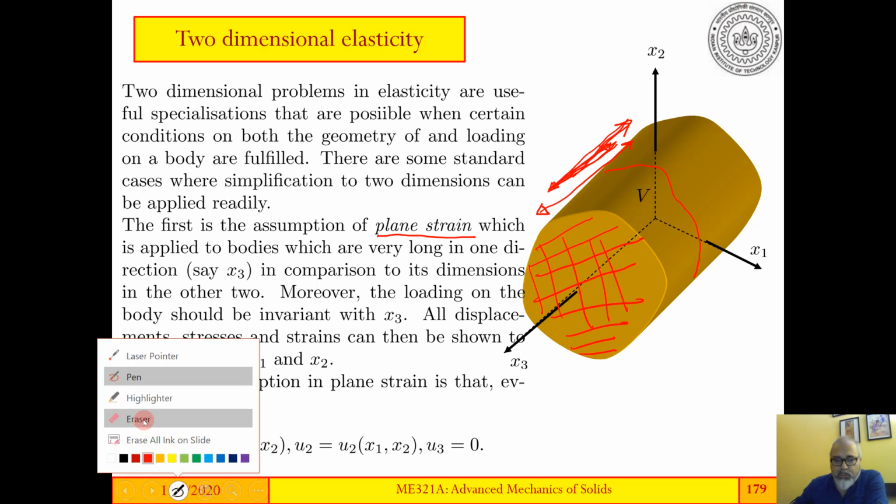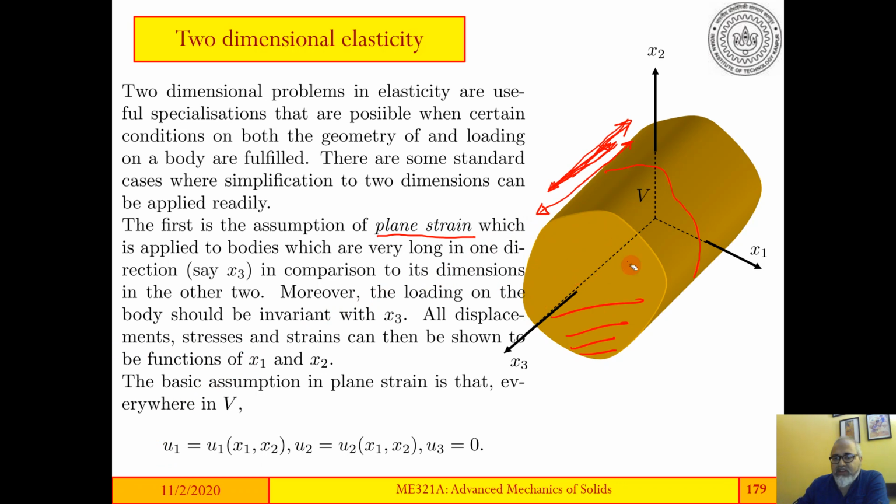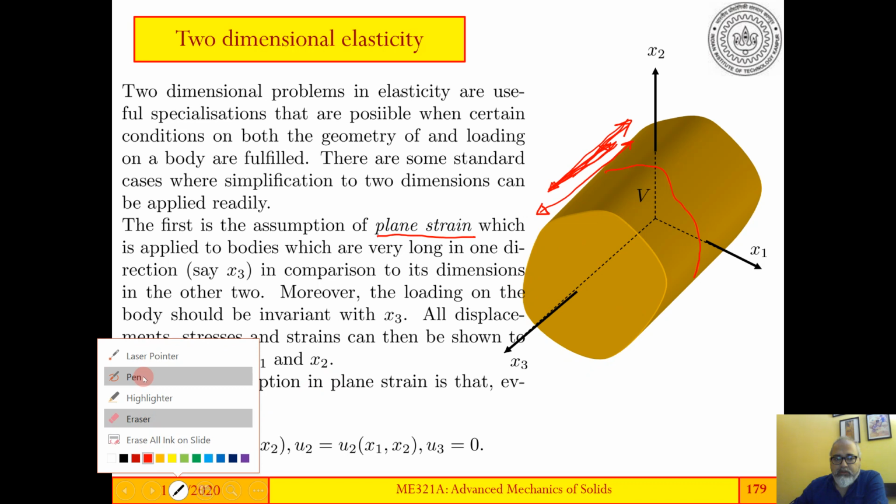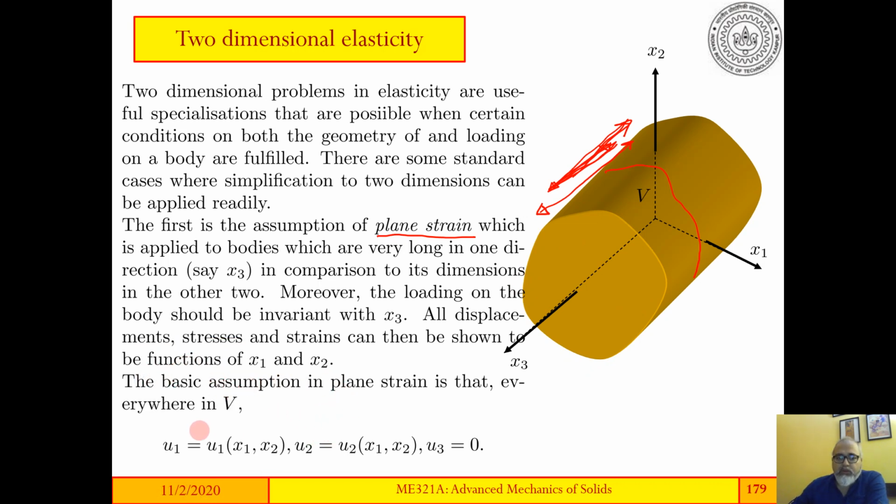Okay, so the basic assumptions in plane strain are on displacements, where the displacement component u1 is a function of x1 and x2, u2 is a function of x1 and x2, and u3 is identically always equal to 0 because plane cross sections remain plane. On top of that, all quantities, when their derivatives are taken with respect to x3, give you 0 because things do not vary in the 3 direction.